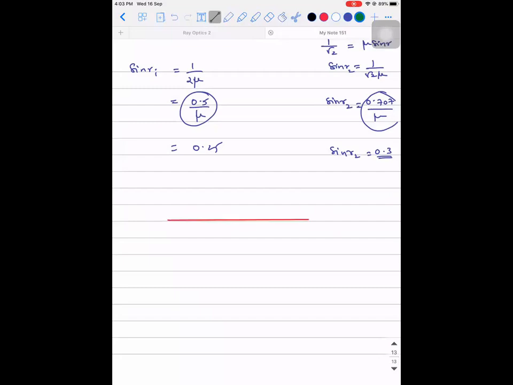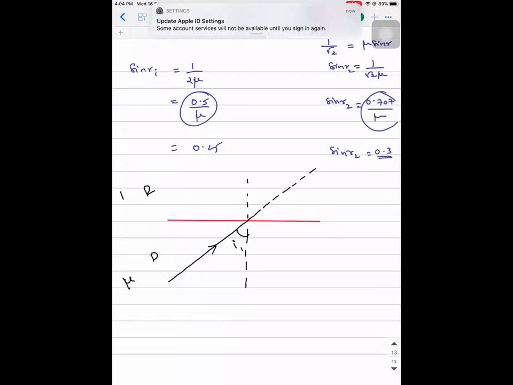Observe this. This is the boundary. The ray is traveling from denser to rarer. The refractive index of the denser medium, I am taking it as mu, and the refractive index of the rarer medium, for the time being, I am taking it as 1. If I call this angle of incidence as I1, then this would have been the actual path.